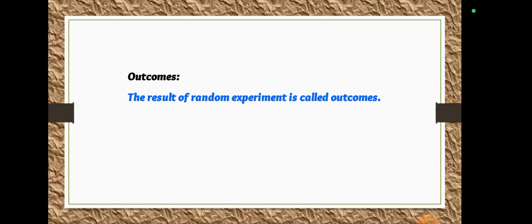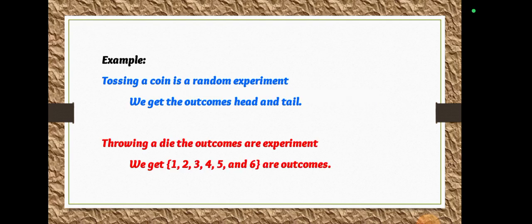Next, outcomes. The result of a random experiment is called an outcome. Example: we know that tossing a coin is a random experiment. We get the outcomes head and tail. Our result is called an outcome. Throwing a die is a random experiment and the outcomes are 1, 2, 3, 4, 5, 6. This is the result.